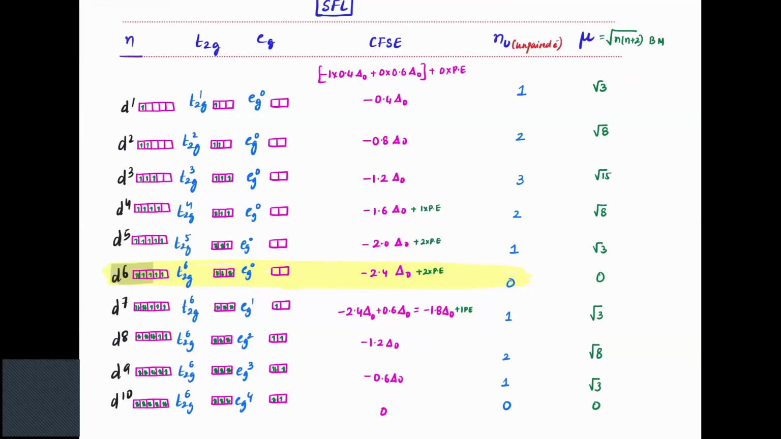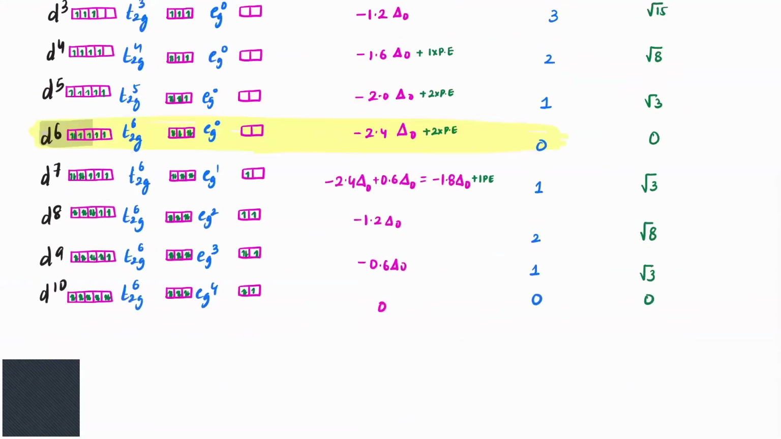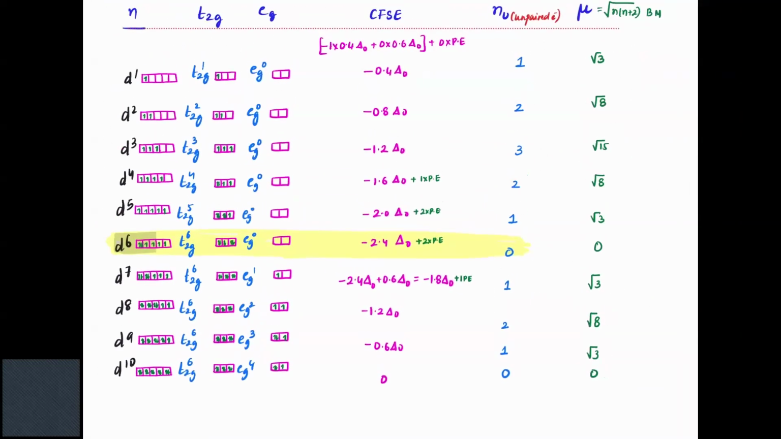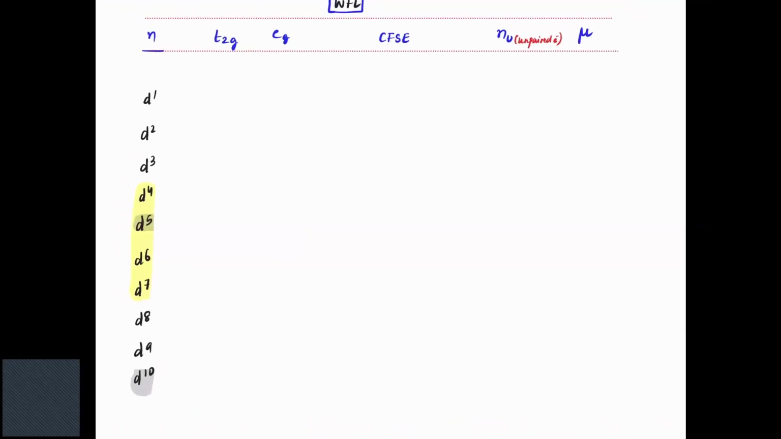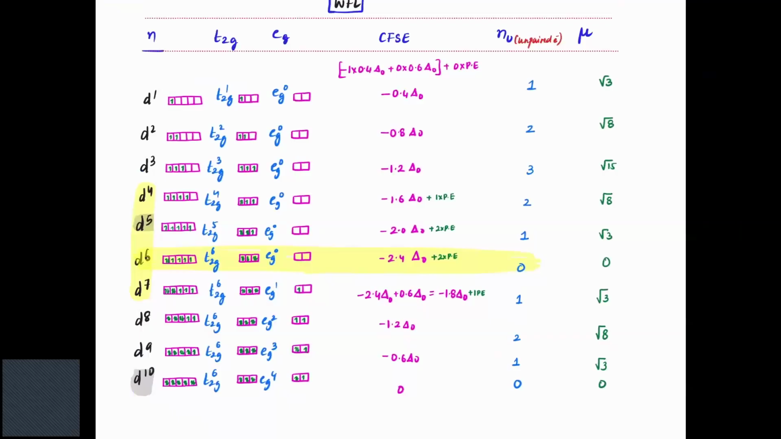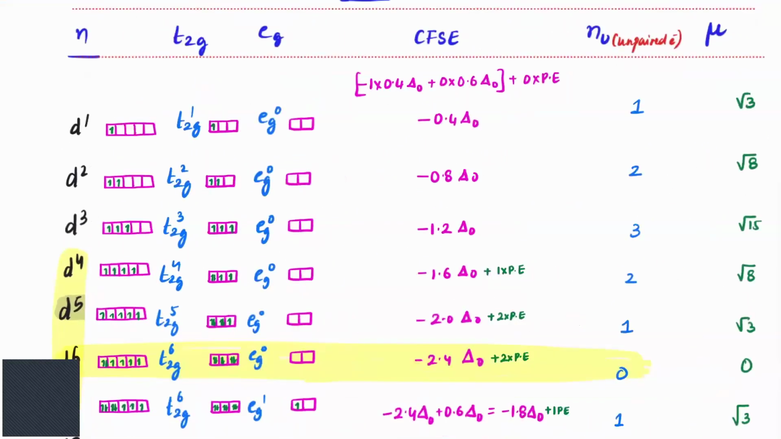If you have any doubt, please do ask. In case of weak field ligand, the CFSE value and all of this would vary. So I'll do one thing. I'll directly copy everything that we have done here and see how it goes in this case. See which things will match and which will not match here.